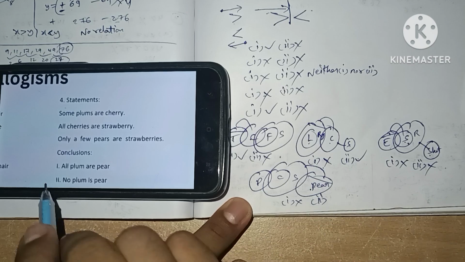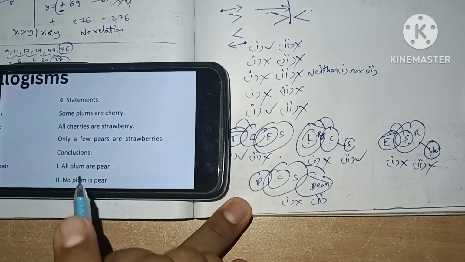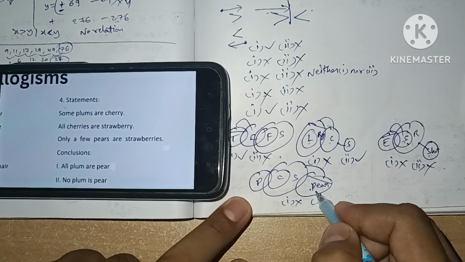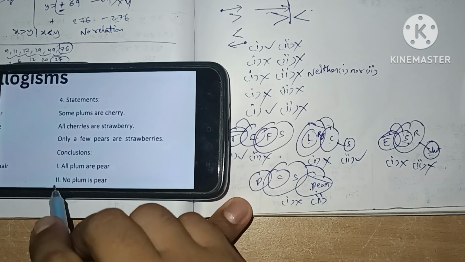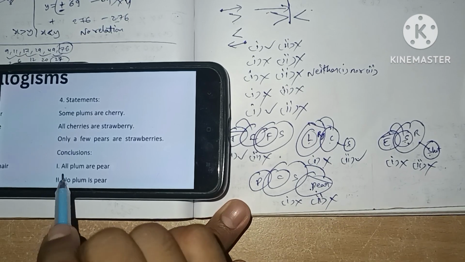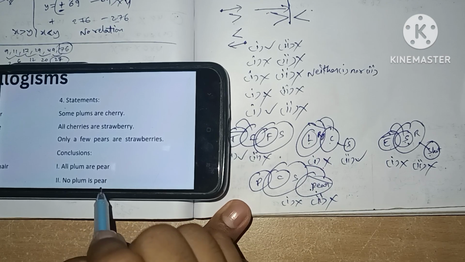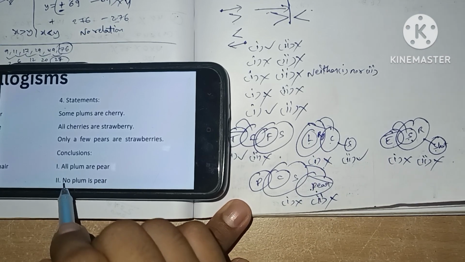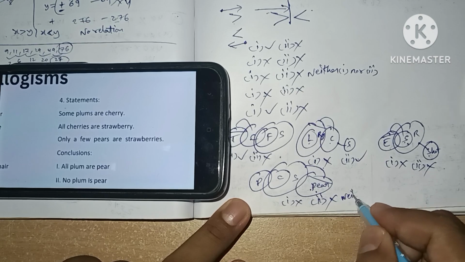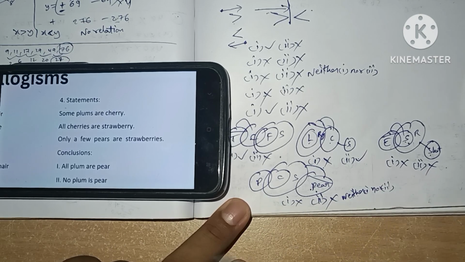Second conclusion: no plum is pear. So we check whether some plum can be pear or not. Some plum can share with pear. Some case is possible here. Some case possible means no case will be false. Here the first statement is positive and the second statement is negative with the same words, but all and no is not a complementary pair. So the answer for this one is neither one nor two. Neither one nor two is the answer for this one.